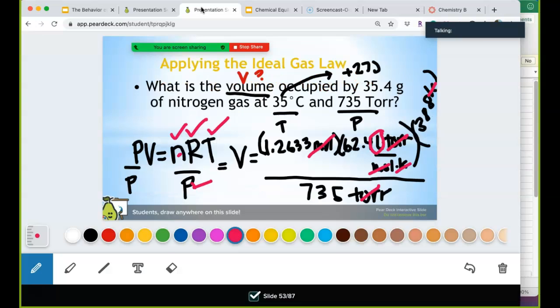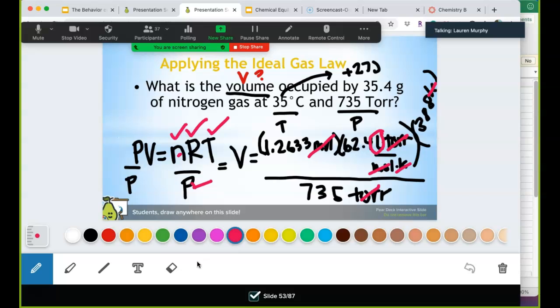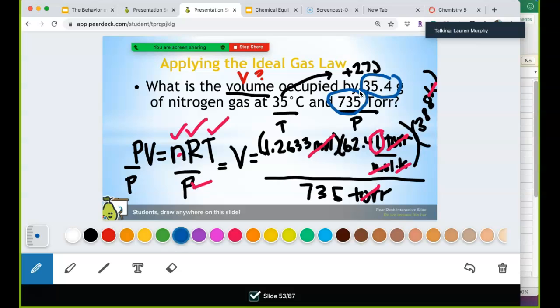Ooh, I guess I don't have the answer in here. Anybody have the answer? How many sig figs am I going to use? Well, this is 3. This is 3. And when I add 273 to that, it's also 3. So your answer should be 3 sig figs.